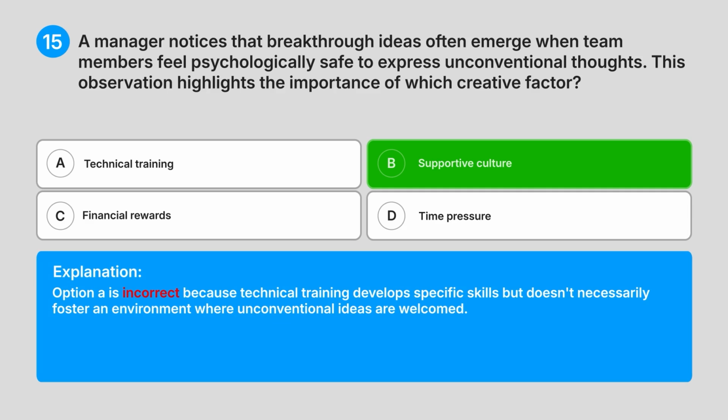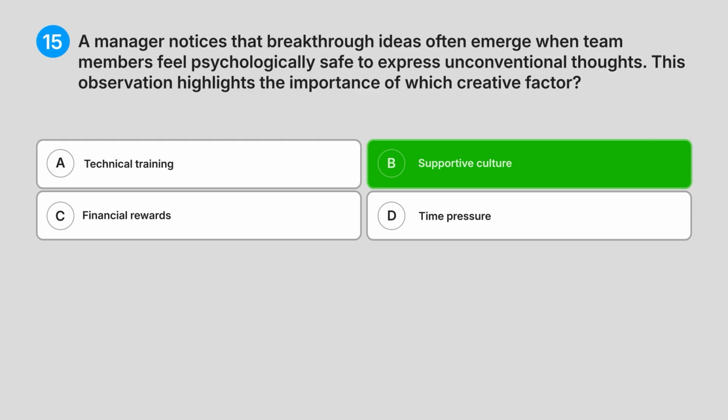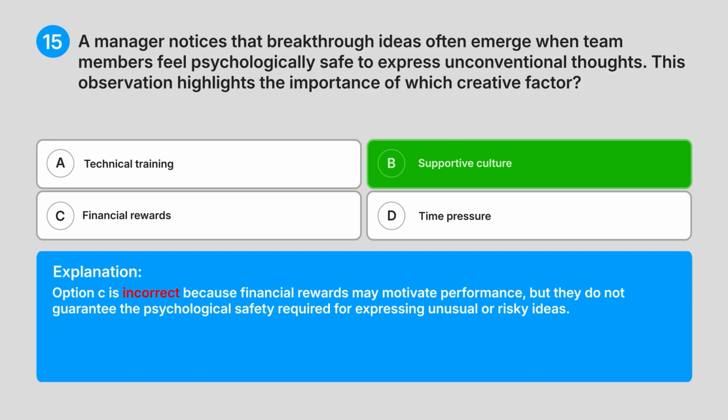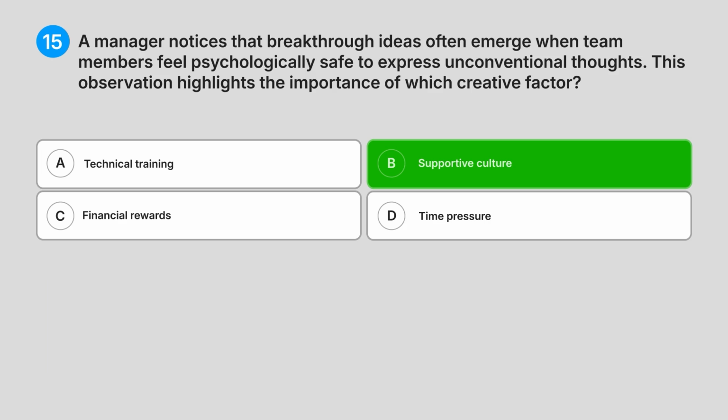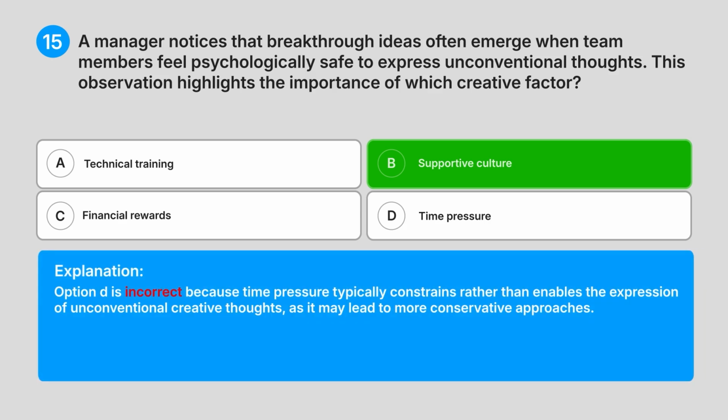Option A is incorrect because technical training develops specific skills but doesn't necessarily foster an environment where unconventional ideas are welcomed. Option C is incorrect because financial rewards may motivate performance, but they do not guarantee the psychological safety required for expressing unusual or risky ideas. Option D is incorrect because time pressure typically constrains rather than enables the expression of unconventional creative thoughts, as it may lead to more conservative approaches.